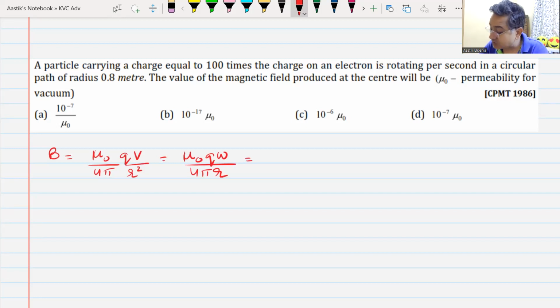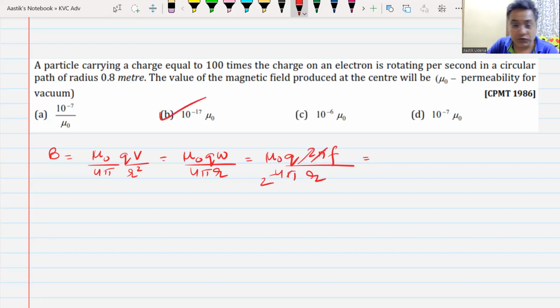And this omega is 2 pi into F. Mu naught Q into 2 pi into frequency F divided by 4 pi R. Yes or no? Yes, sir. This is the formula, and that is equal to, you have to just find the answer for this one. I think the answer that you are getting is this one. We get this? Yes, sir.